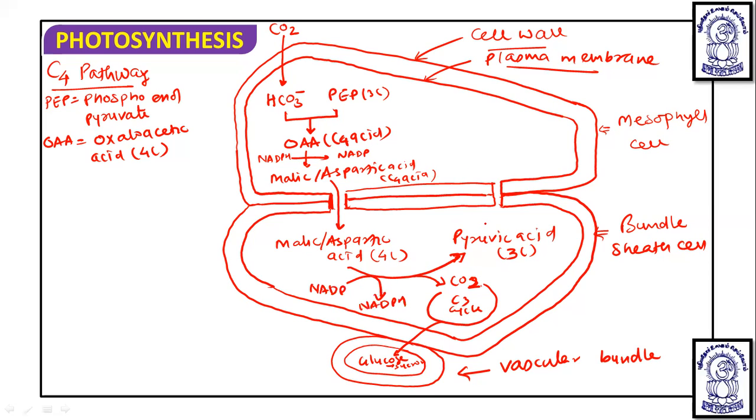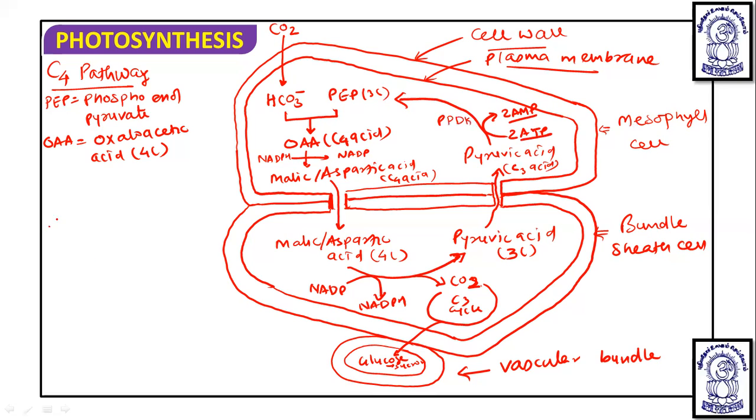This pyruvic acid again comes back through this plasmodesmata to the mesophyll cell. Here pyruvic acid is obviously 3 carbon, so we can call it a C3 acid. This pyruvic acid is converted into PEP with the use of 2 ATP, and these 2 ATP get converted into 2 AMP, that is adenosine monophosphate from the triphosphate, and these phosphates are used here for the PEP regeneration. Now here the enzyme which is used is PPDK.